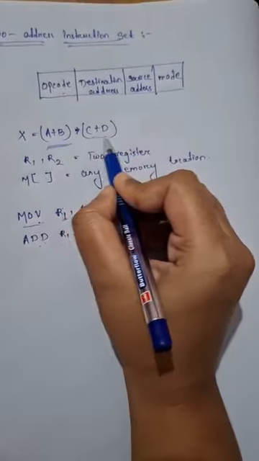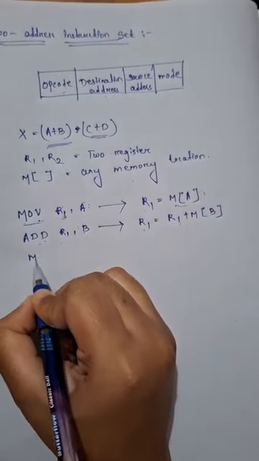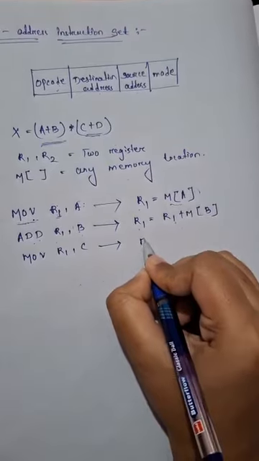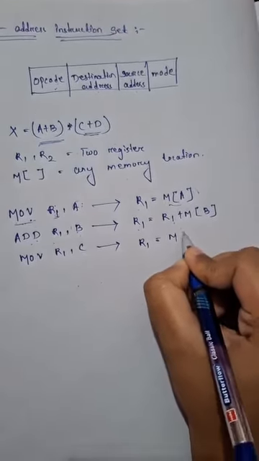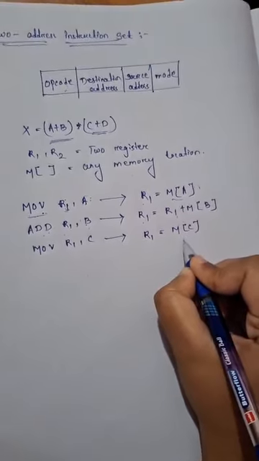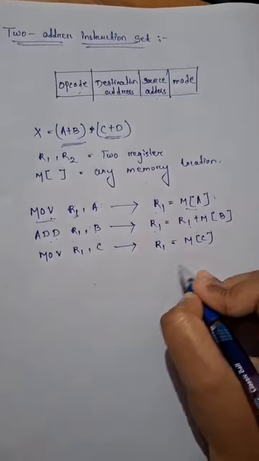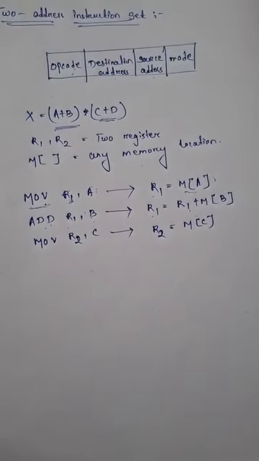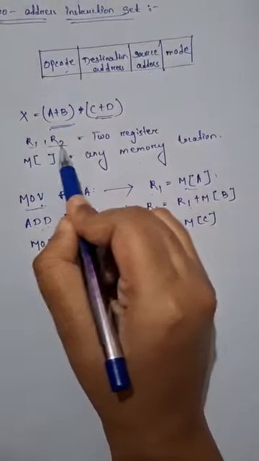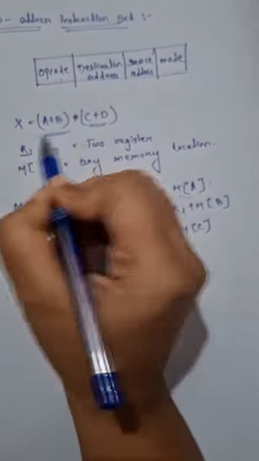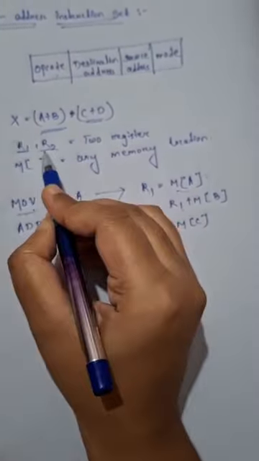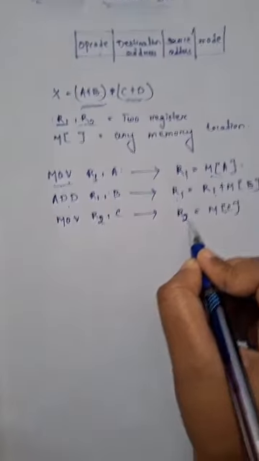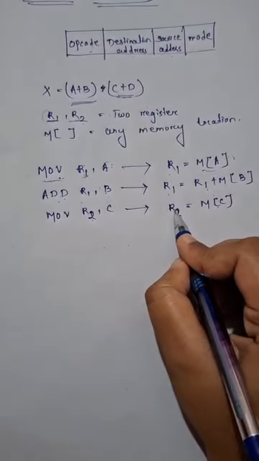Now we will consider this part. So again MOVE R2, C means the value of C that is stored in the M of C will transfer into R2. Okay, means we take here two registers, and the work of register R1 is completed. Now we take the R2 register. So the value of M of C is transferred into R2.